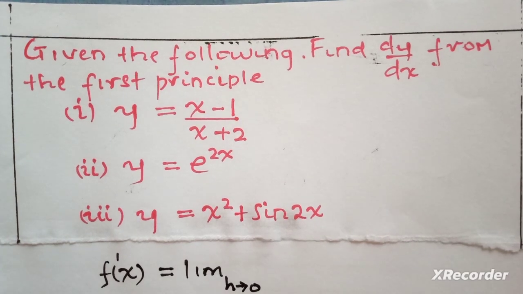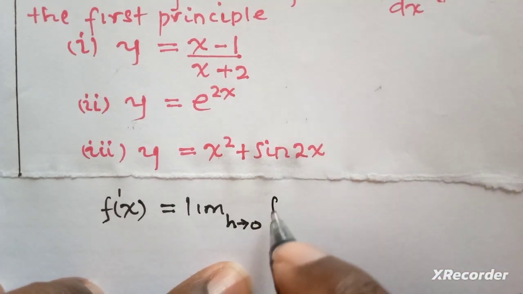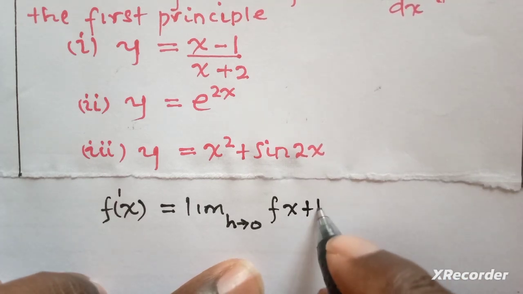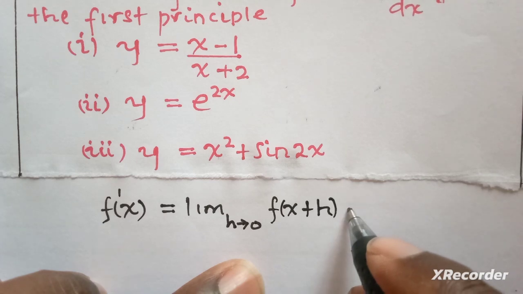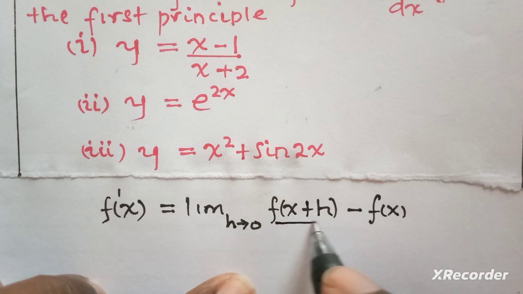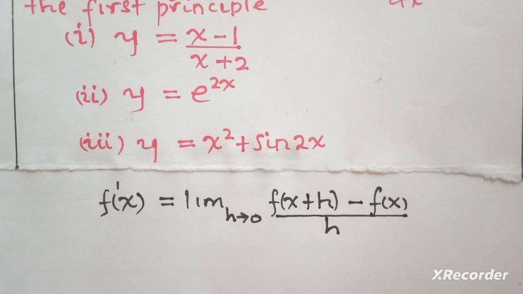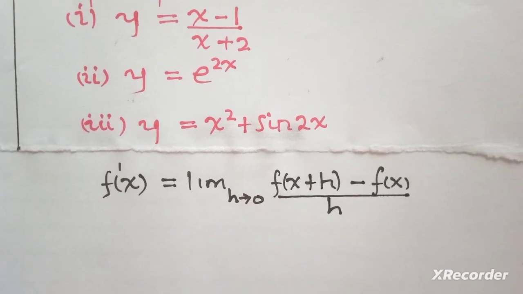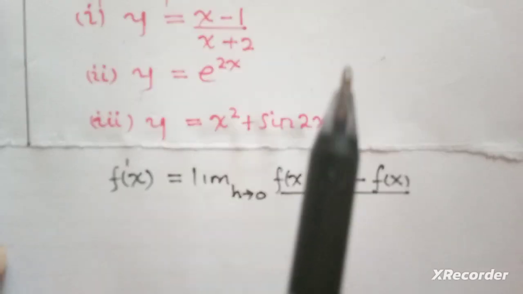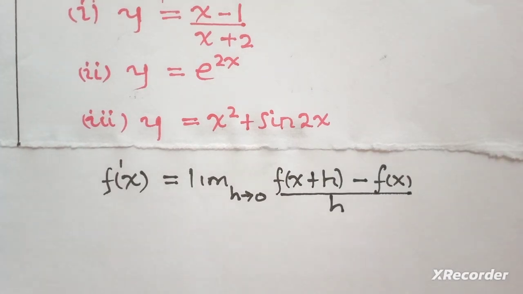This one comes to f of x plus h, like that, minus f of x, all over h. So we use that one, and we can also use another one, but let me first of all use this one for these equations. But for the last one, we shall use the other one. But as of now, let's first of all attempt the first question.